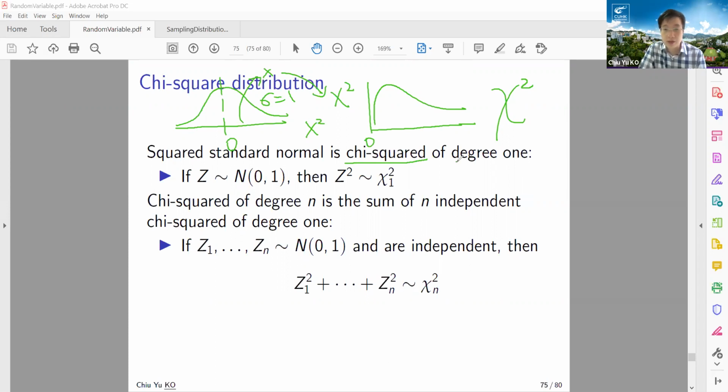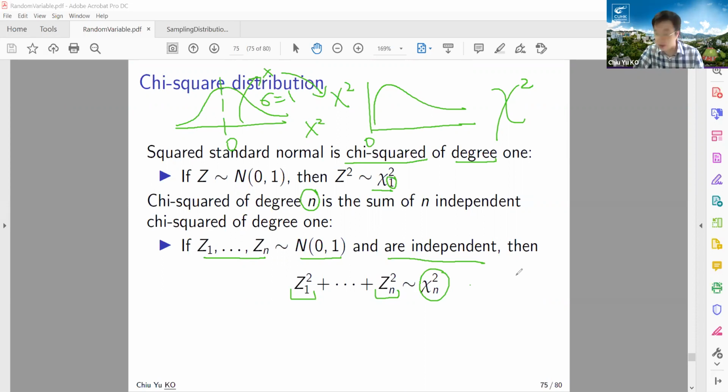Equal to degree of freedom 1, or degree 1. So you can expect what degree n is: the sum of n independent standard normals squared. One of them, two of them, n of them gives chi-square n. Basically, draw one and square it, draw a second one and square it, draw n of them: that is chi-square n. Is that okay for this one?